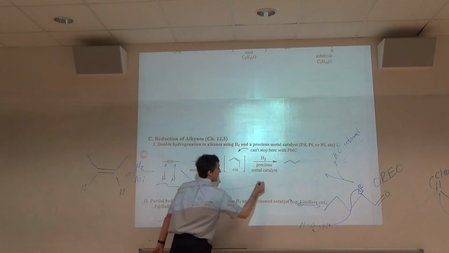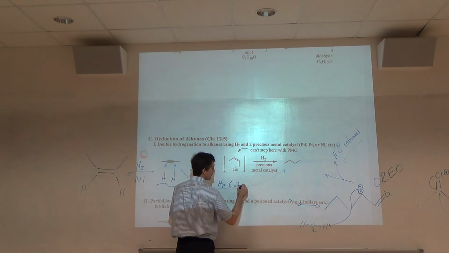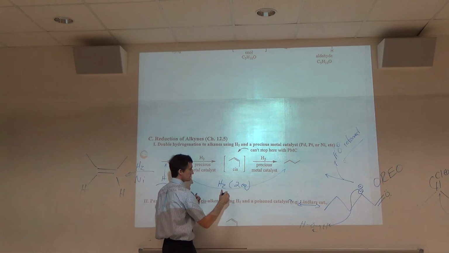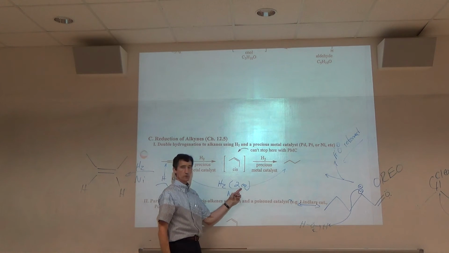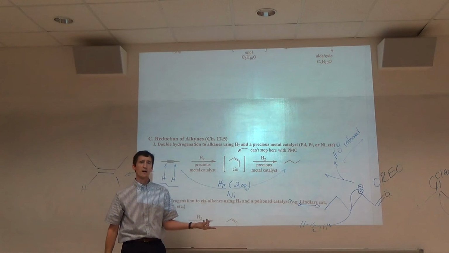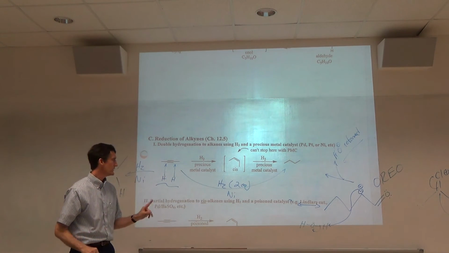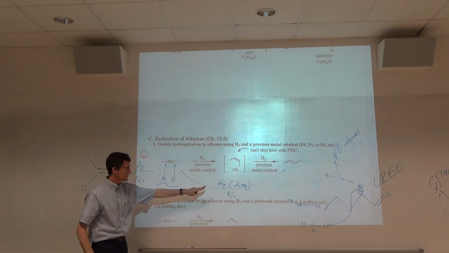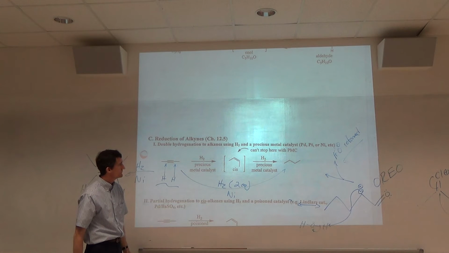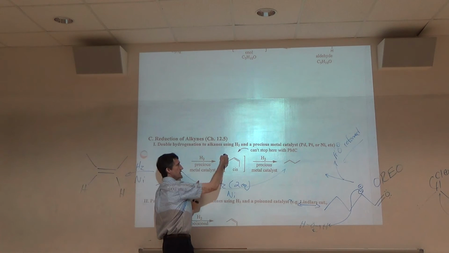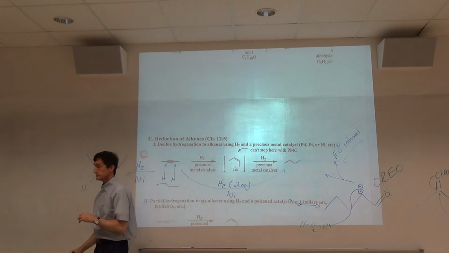So we can do it all the way, and we would have H2, and we would say 2 equivalents, and nickel or something. Sometimes you may say 2 atmospheres. That implies it, but really you need double, you need 2 moles. And this means we don't stop here, you go all the way. Okay.